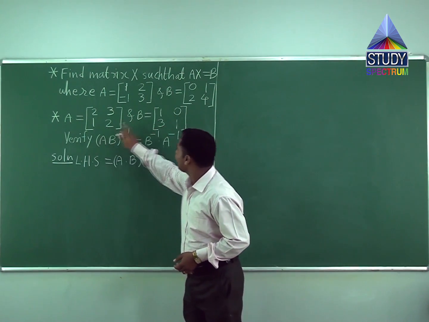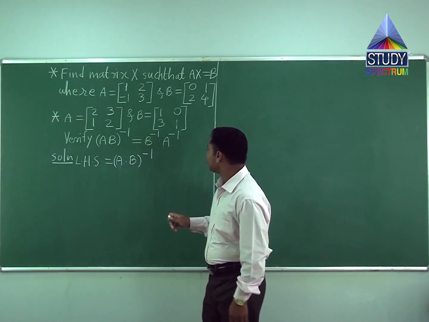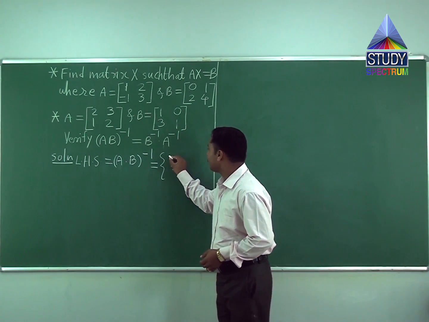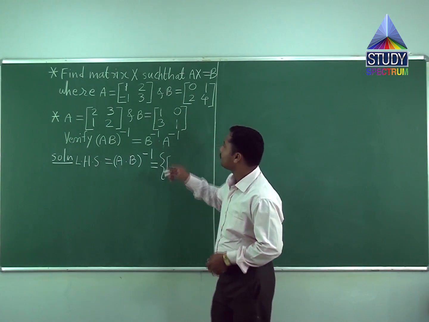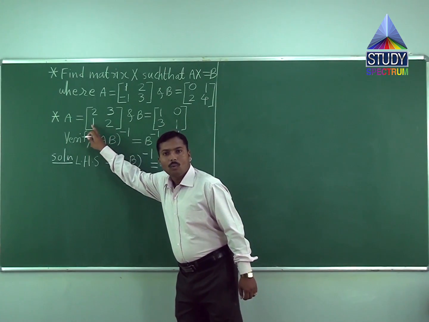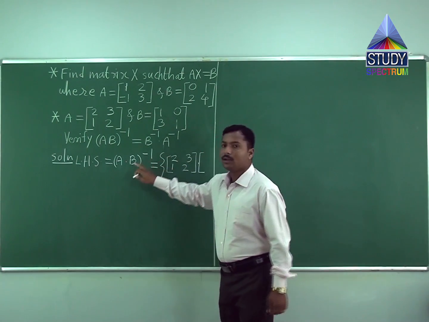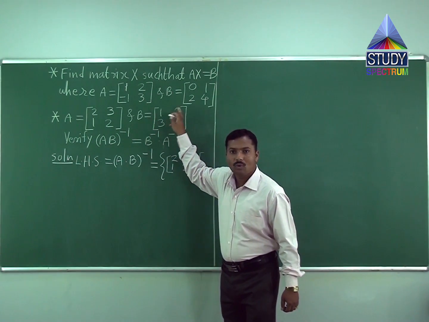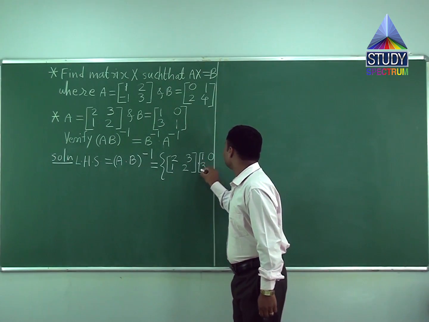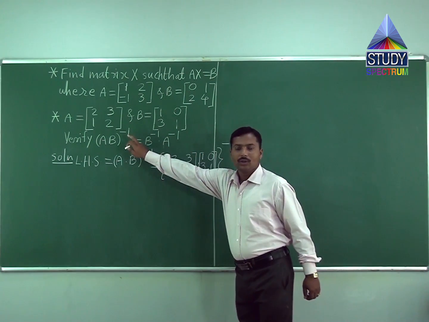So this is our matrix A, this is our matrix B. We put these two matrices at this place. In the curly bracket, A is a matrix with first row 2, 3, second row 1, 2, into this matrix B, which has first row 1, 0, second row 3, 1, and its inverse.